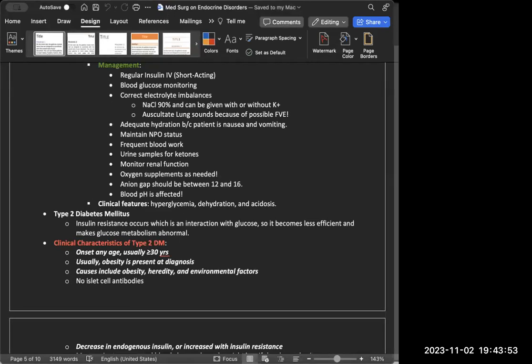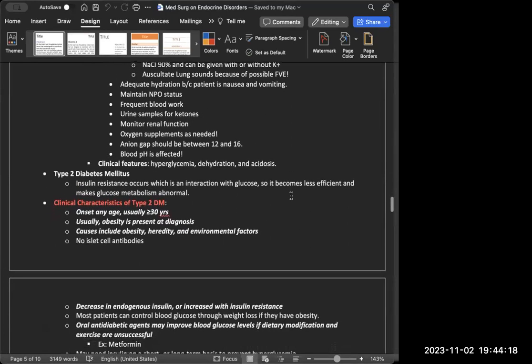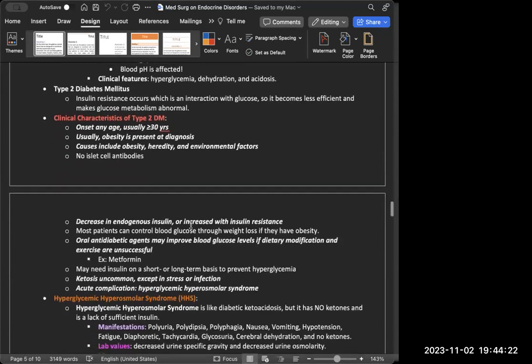We want frequent blood work to look at everything, right? To see what's going on with those values, see what's going on with those electrolytes. Look at the urine because of the ketones, look at the renal function because diabetes in general can cause the kidneys to also go bad. So we have to look at renal function when our patient is a diabetic, even if they're not in diabetic ketoacidosis. And like I said, it's a very, very, very severe thing that we want to treat.